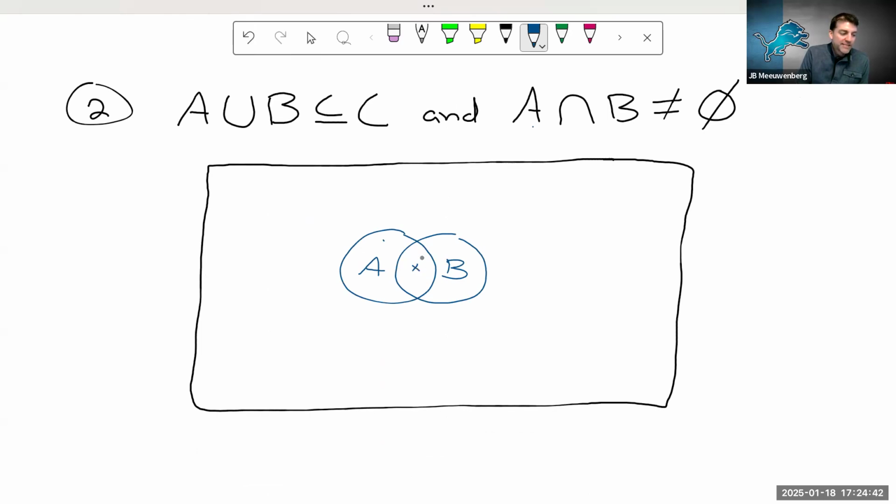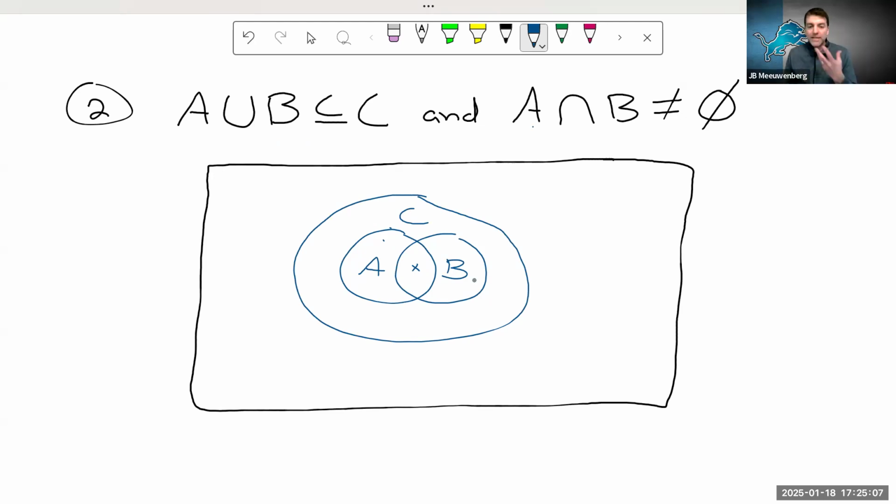There's going to be something that exists that they have in common. But the union between them, which would be all of their elements, exists as a subset of C. So A and B are inside, they intersect, they overlap, but they exist completely inside set C.